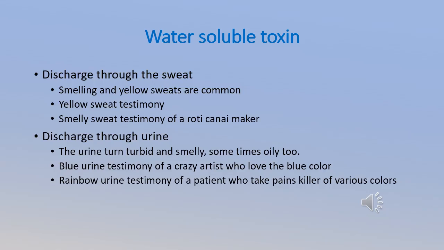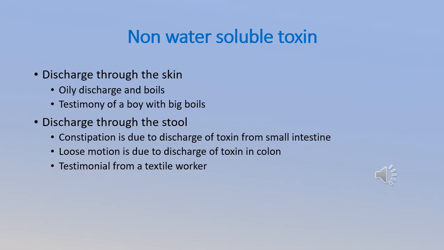But of course, after taking Ganotherapy, he became much better. So his problem was solved at the end of the day. He doesn't have this problem anymore. Next is the non-water-soluble toxin. The non-water-soluble toxins are normally oil toxins or sometimes minerals, so they discharge through the skin. The skin becomes oily and also sometimes boils and pimples appear on the skin. Most of the things are discharged through the stool.